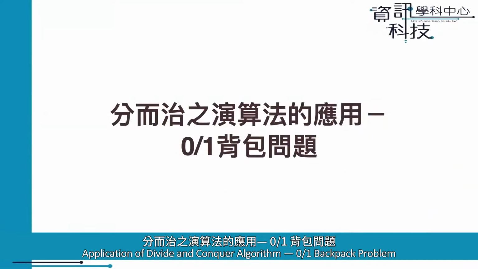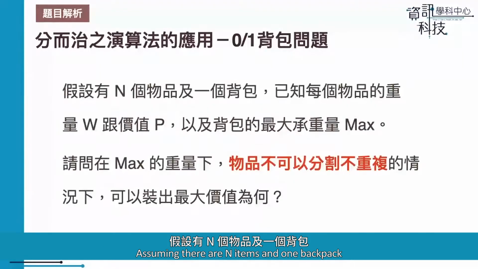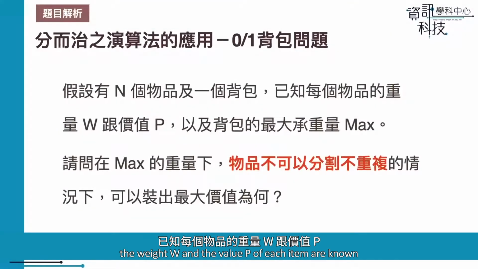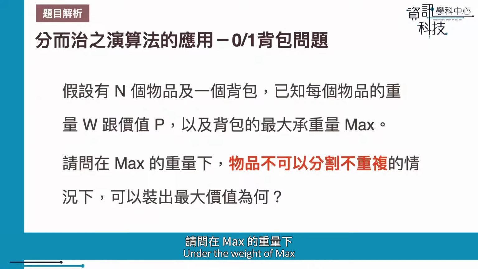Application of divide and conquer algorithm, the 0-1 knapsack problem. Assuming there are n items and one backpack, and the weight W and the value P of each item are known, and the maximum load-bearing max of the backpack is known. Under the weight of max, what is the maximum value that can be loaded if the items cannot be divided and repeated?